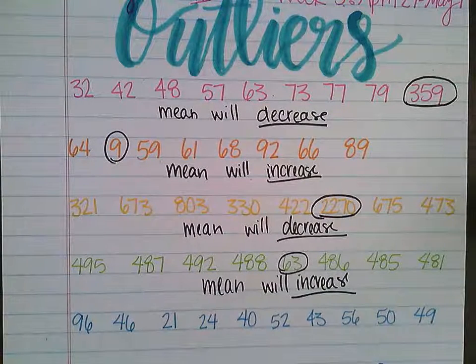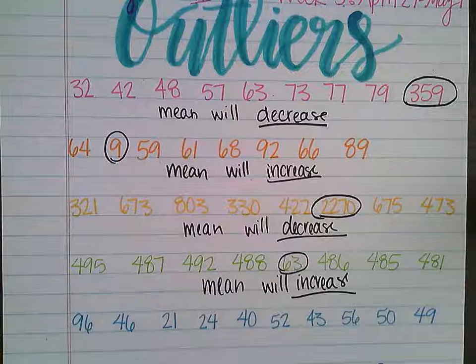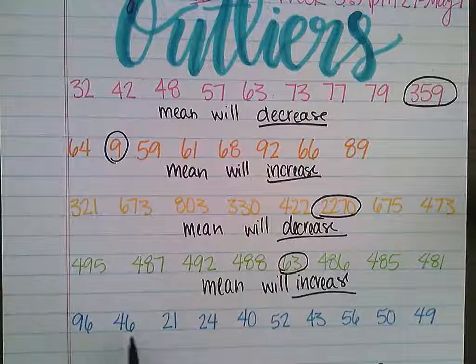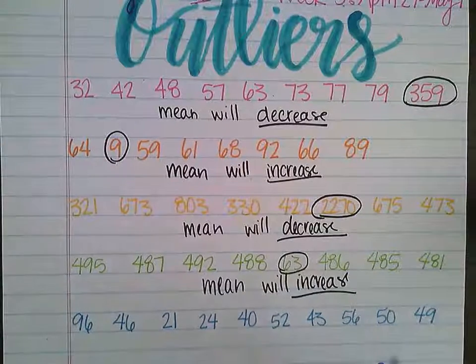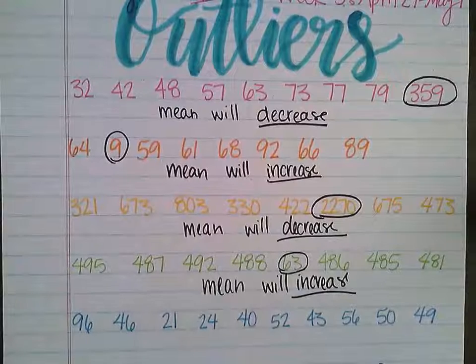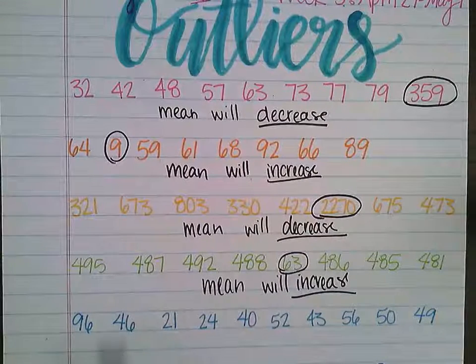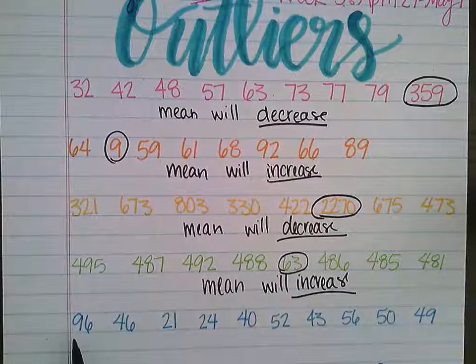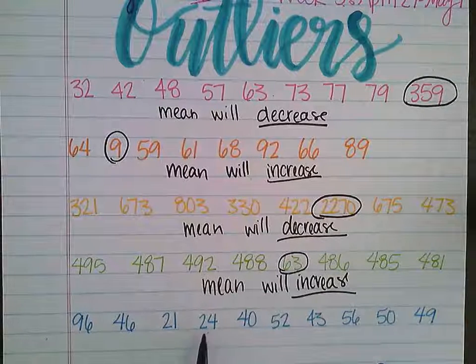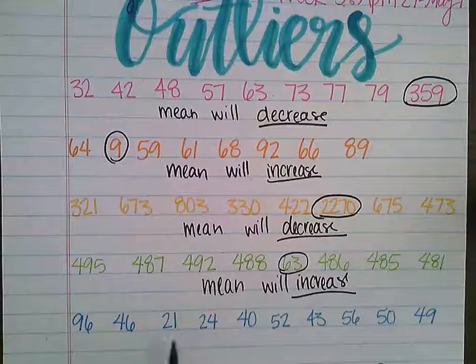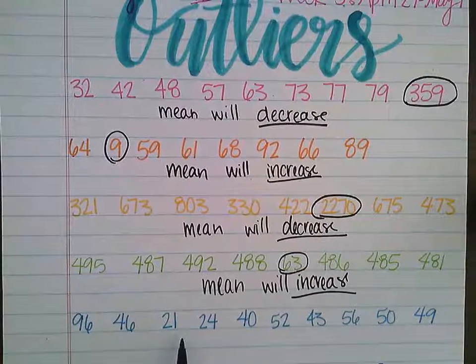Let's see. In the blue, they're all 2-digit numbers. Okay. 90, 40, 20, 20, 40, 50. They're not in order, so that's not easy. This 20 is kind of low, and the 90 is high. Well, 20 is closer to 40. Oh, look, there's another 20. So it could have 2. We're not going to have 2 this week.